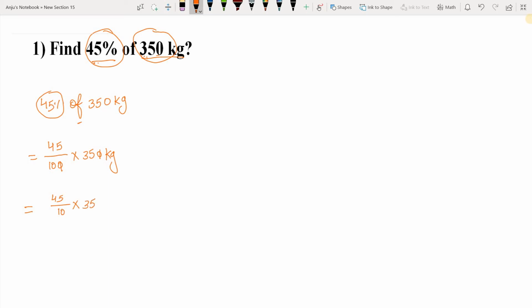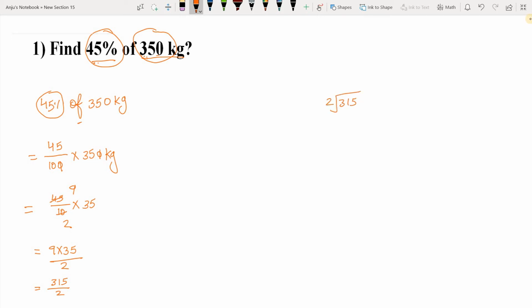Students, 45, 35 and 10, all these numbers are multiple of 5. So we can reduce it by 5. So 5 9s are 45 and 5 2s are 10. So here we have 9 into 35 upon 2. Here 9 multiplied by 35, we get 315 upon 2. Now let us divide 315 by 2.